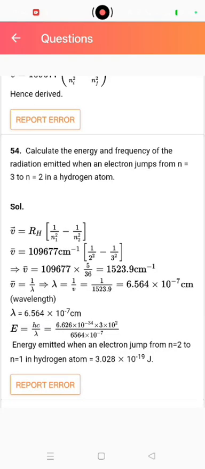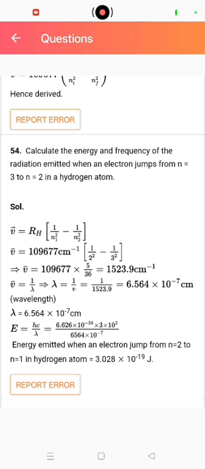Calculate the energy and frequency of the radiation emitted when an electron jumps from n3 to n2 in a hydrogen atom. The electron jumps from n3 to n2. So n1 square, n2 square. So n1 is 2, n2 is 3. So wave number, calculate the energy and frequency. You should study the equations. Just go through this. RH times 1 by n1 square minus 1 by n2 square. The value of RH is substituted.